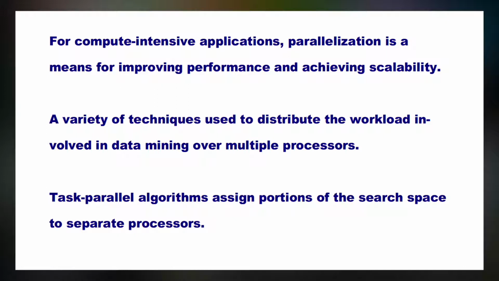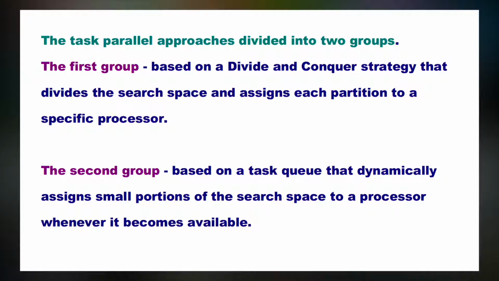A variety of techniques are used to distribute the workload involved in data mining over multiple processes. The task parallel algorithms assign portions of the search space to separate processes, so that all the processes can work together at the same time. These task parallel approaches are divided into two groups. The first group is based on a divide and conquer strategy that will divide the search space and assign each partition to a specific processor. On the other hand, the second group is based on a task queue that dynamically assigns small portions of the search space to a processor whenever it becomes available.